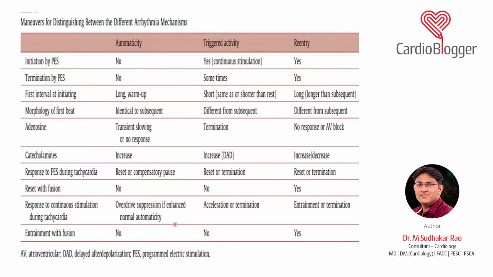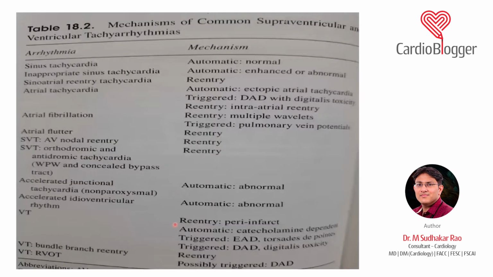Again, adenosine in a patient with automaticity usually produces no response or transient slowing. In re-entry, it produces an AV block. In AV-NRT, it terminates the arrhythmia. In others, there is a variable response. In triggered activity, like RVOT VT, it may be able to terminate, but not all the arrhythmias. Catecholamines, as I told you, increase the rate of automaticity and increase the rate of delayed afterdepolarization. So those are the few things you should know in this ECG.